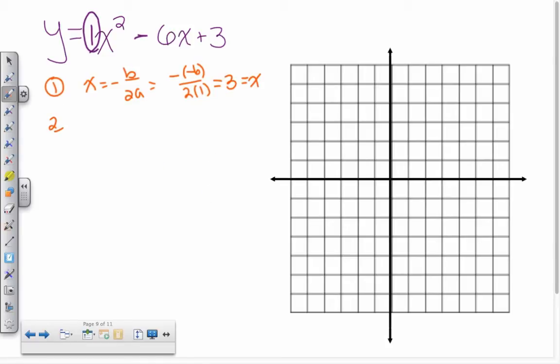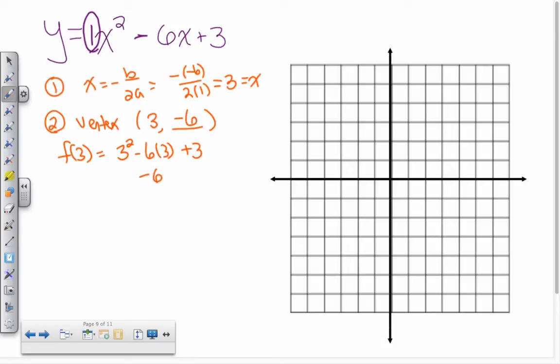If I go ahead and find my vertex, I have 3 comma something, and if I plug 3 back in, so remember you do f of 3, you get 3 squared minus 6 times 3 plus 3. So 3 squared is 9, minus 18 is -9, plus 3 is -6, so it's -6 again. It comes out to be that way.